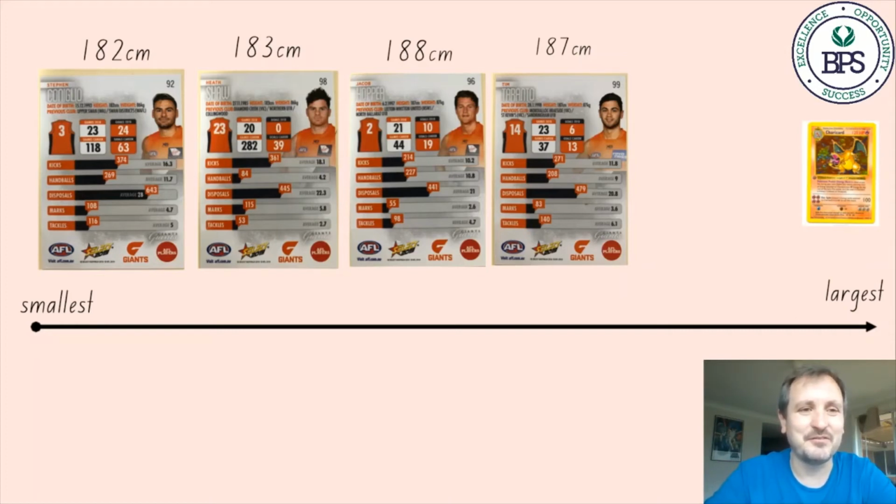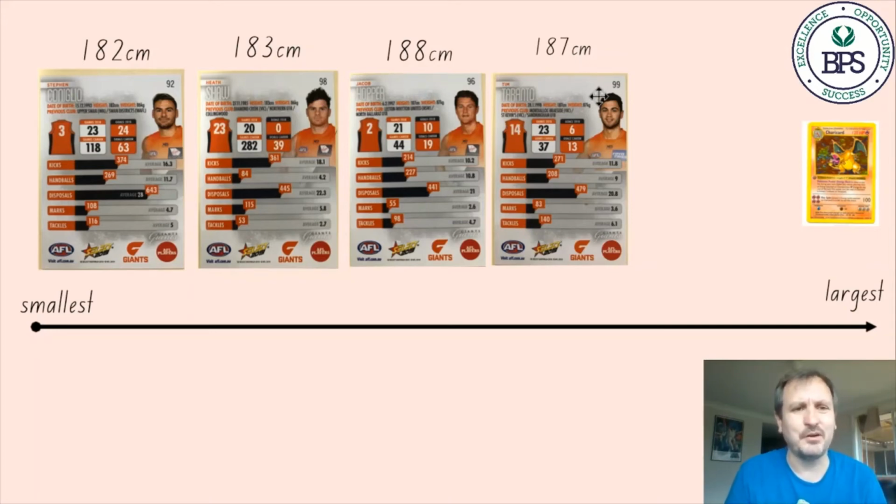We're going to use these 4 of my favourite players, Stephen Coniglio, Heath Shaw, Jacob Hopper and Tim Taranto, to do some ordering. So we're going to pick out some of the stats on the back of the card, and we're going to use that to help us order the players based on that particular stat. So first of all, nice and simple, we'll start with the card number. The card number is recorded just at the top here, just above the player's head. So we've got Stephen Coniglio's 92, Heath Shaw's 98, Jacob Hopper's 96, Tim Taranto is 99.